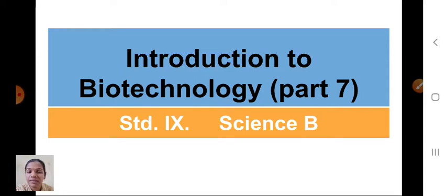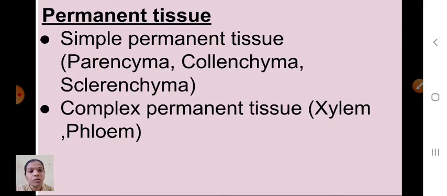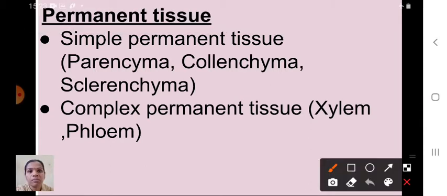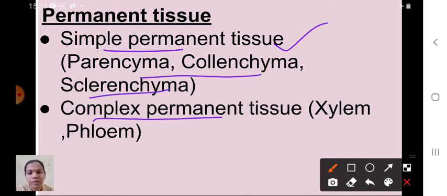Children, you know very well, now I am going to continue this chapter, Introduction to Biotechnology. Can you remember, children, what we discussed in the last session? We discussed permanent tissue, how it is produced, and what the types of permanent tissue are. There are two types: the first one is simple permanent tissue, and the next one is complex permanent tissue. Simple permanent tissue has three types: parenchyma, collenchyma and sclerenchyma. Complex permanent tissues are xylem and phloem.